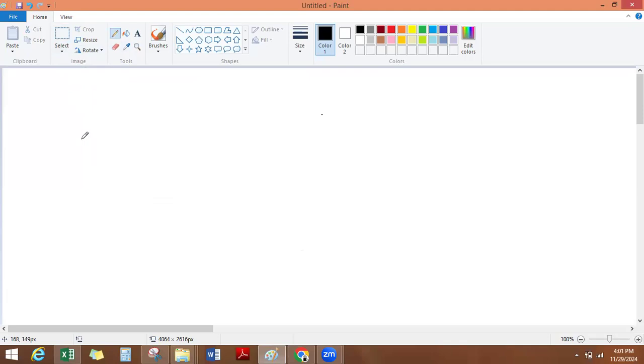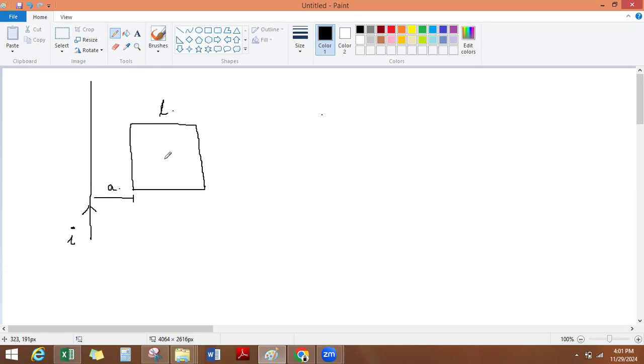The question says that there is a current carrying wire. So the current, let's say it's I. They're saying there is a wire loop. So the wire loop is a square wire loop. Let's say the length is L. They said the distance here is A. They're asking you to find the magnetic flux through this square.